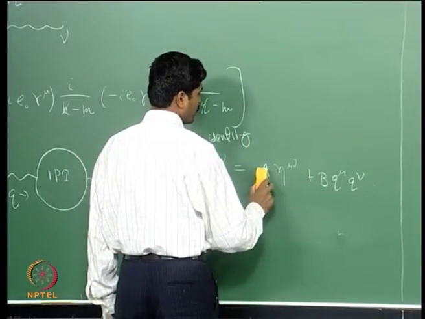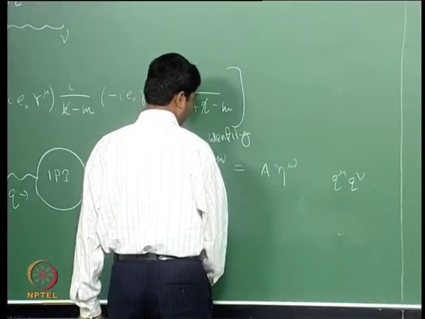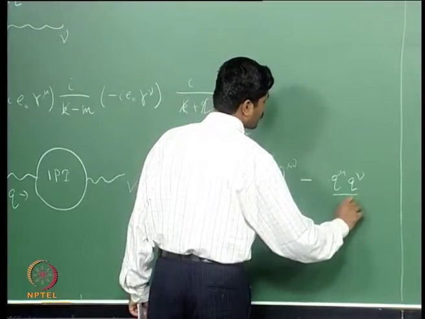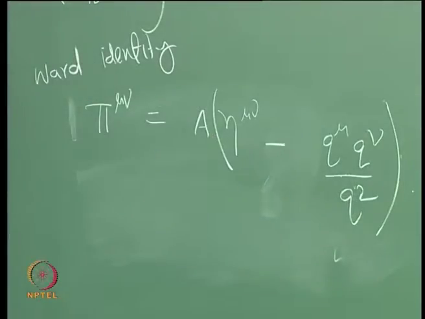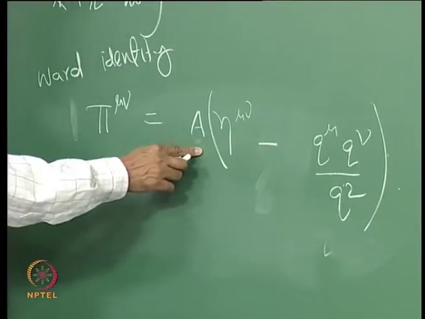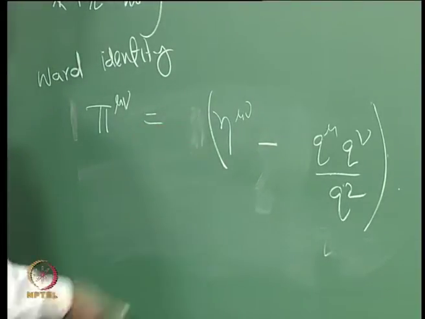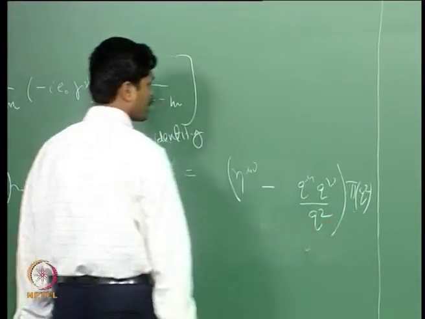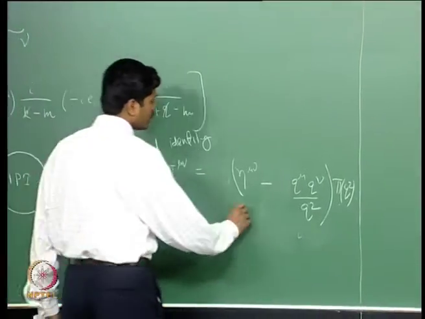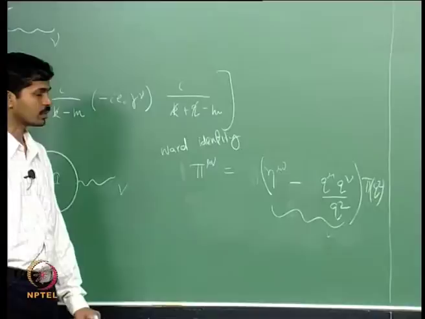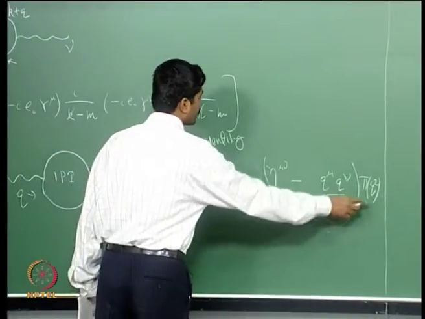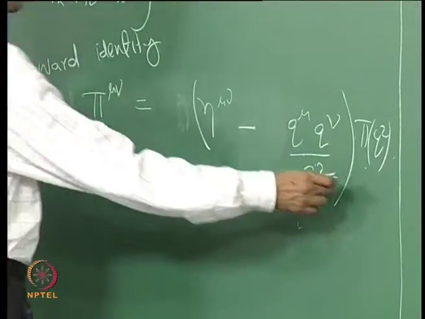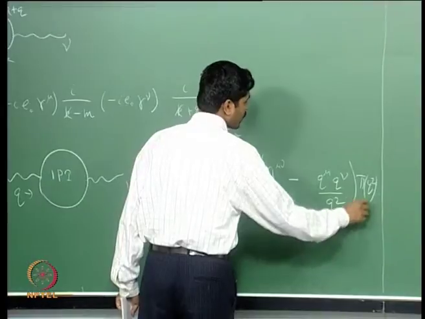this to be minus 1 over q². This is what you will get, where this quantity can actually be a scalar function of q. So this A, I will denote to be some π of q², where π is a scalar function, and then the tensorial structure is given by this term here. So, this is the most general form that π_μν can take.